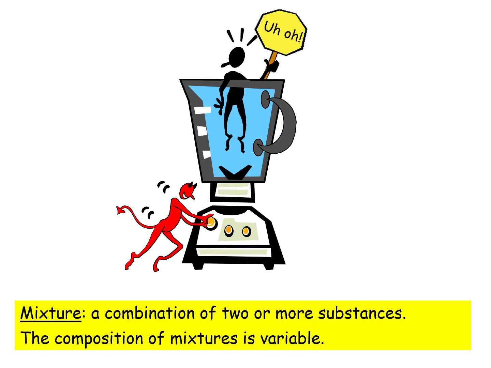So now let's go on to mixtures. A mixture is a combination of two or more substances. The composition of the mixture is variable. So if you look at this picture up here, you could have a mixture of one green bean in the blender full of water, or you could have 2 green beans in the blender of water. The composition changes depending on how many things you mix together.